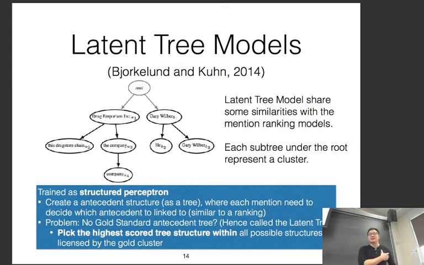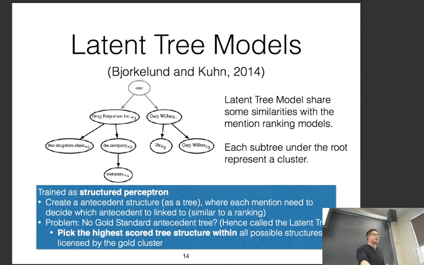The problem of this is still the same. You don't have a gold standard for a tree. The gold standard you have is only the final cluster. So here, they call it a latent tree model because the gold standard is actually latent. So how do they derive the gold standard tree? At each stage, they use the current feature to rank all possible gold standard trees, and find the gold standard tree that has the highest score given our current feature configuration.